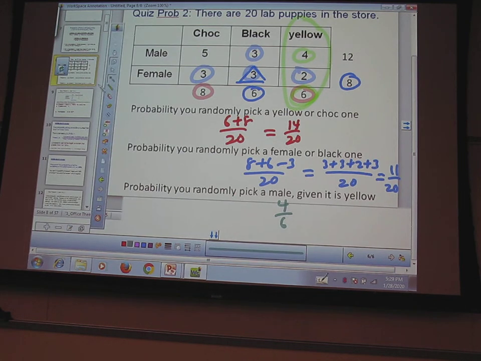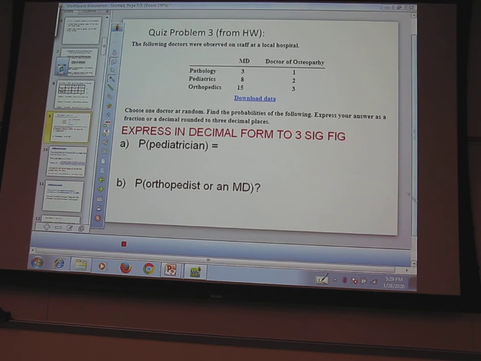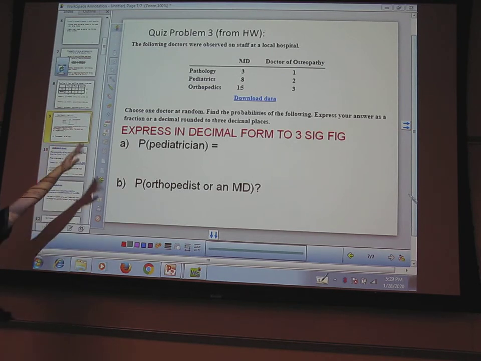Anybody need 30 seconds to talk to your neighbors about this? No? Okay. Moving on. This is in your homework. The reason why we're doing it in class is because I like the problem, but I hate the fact that they didn't draw lines. So this looks a little bit confusing, maybe.